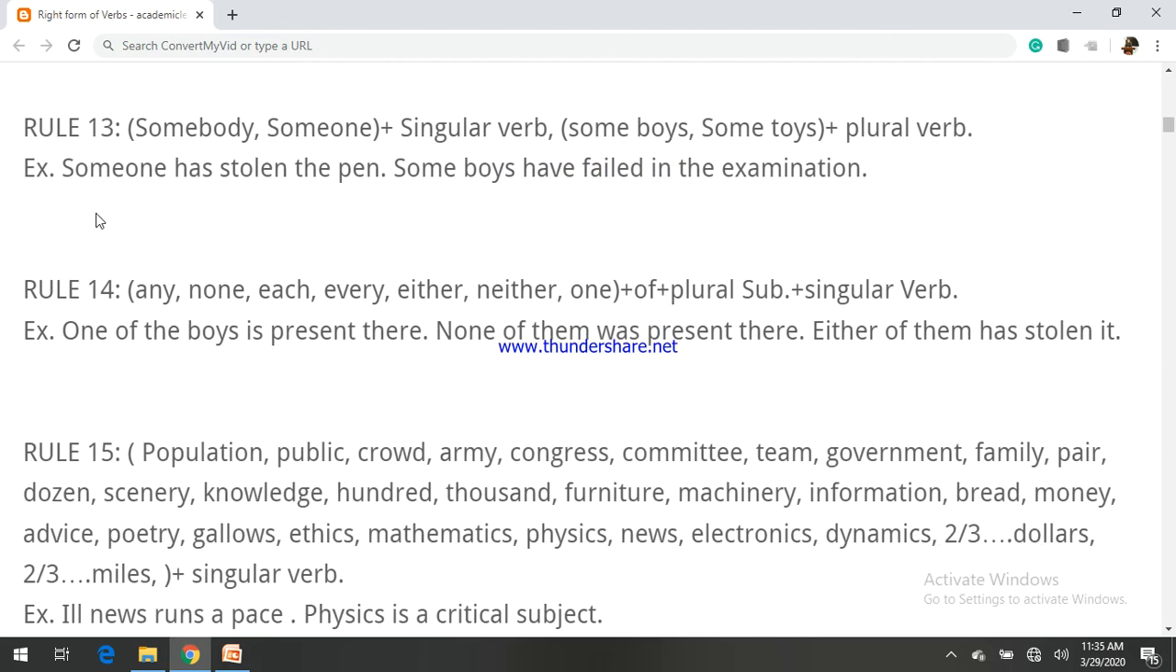Let's see the next rule. Somebody or someone plus singular verb. Let's say somebody, or someone. If these words are in the subject of a sentence, then you have to use a singular verb. And after some boys or some toys, you have to use a plural verb. Someone, singular subject, that's why has. Then V3, you know that after have or has we have to use V3. Some boys, plural subject, you have to use have. That means a plural subject follows a plural verb, and a singular subject follows a singular verb.